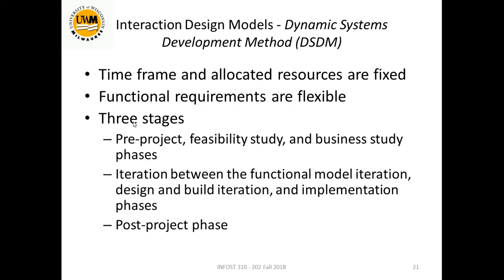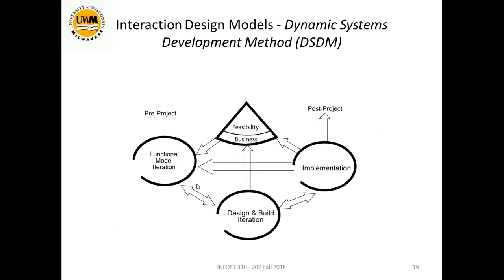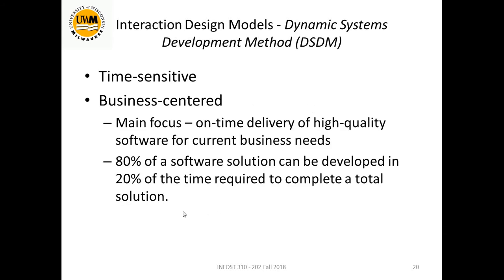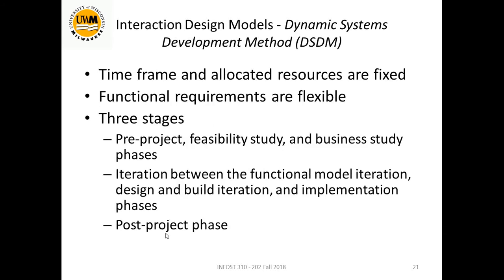Like we said, we have three stages. Pre-project, we perform a feasibility study and business study. Now we iterate between the functional model iteration, design and build iteration, and implementation. So we just move between those things, and then in the end we perform the testing and the implementation in the post-project phase.